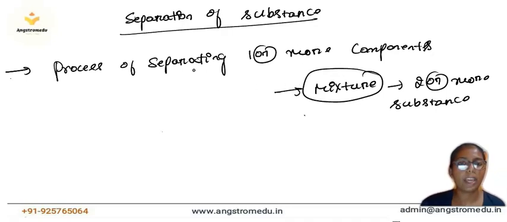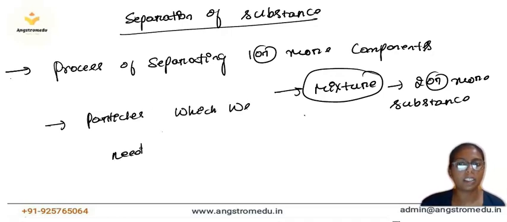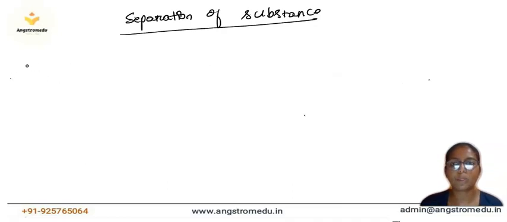From this mixture we have to separate one or more components. It means that we have to separate the particles which we need from the mixture. So this is the basic definition of separation. Next, look at the types of separation.